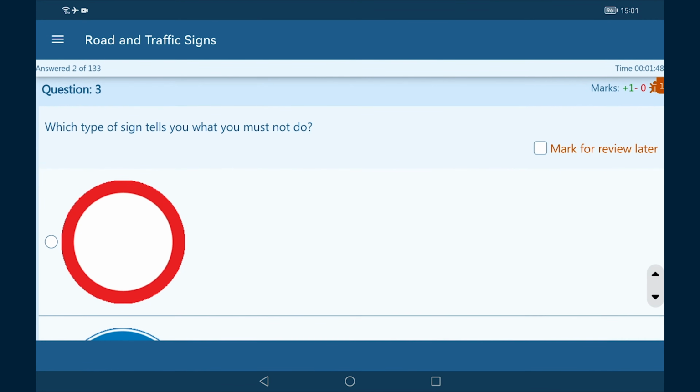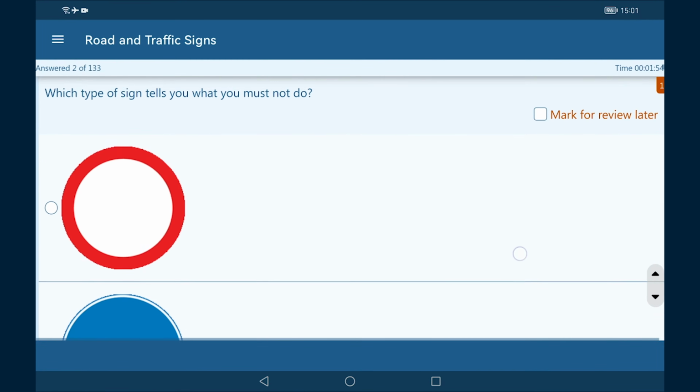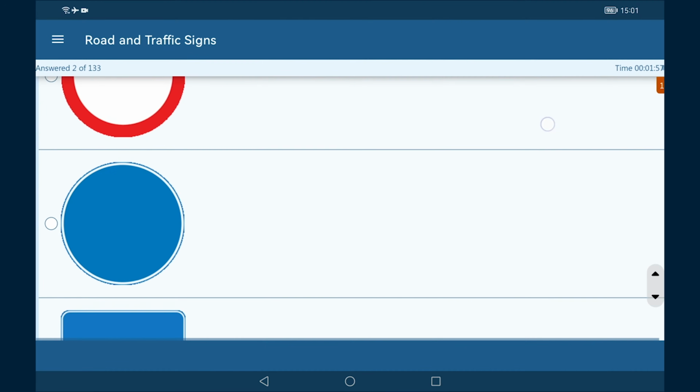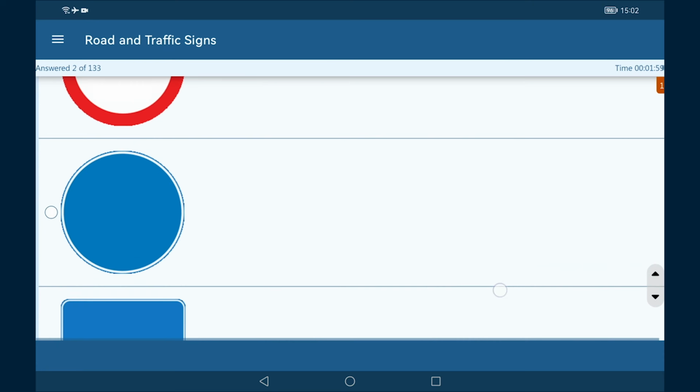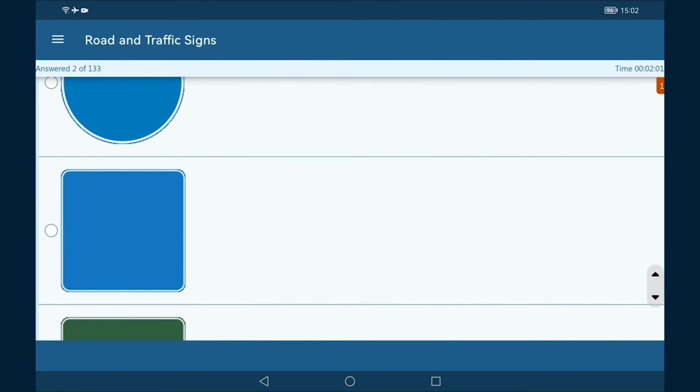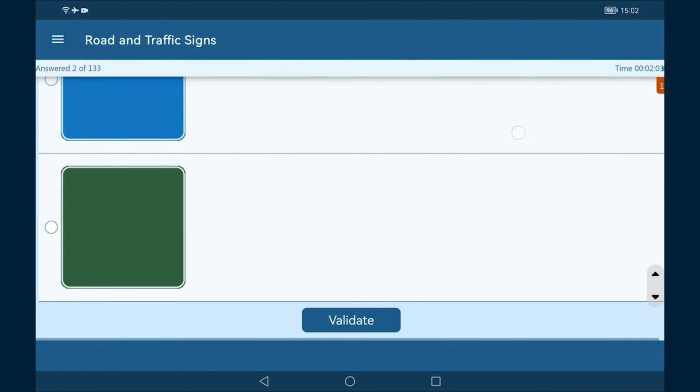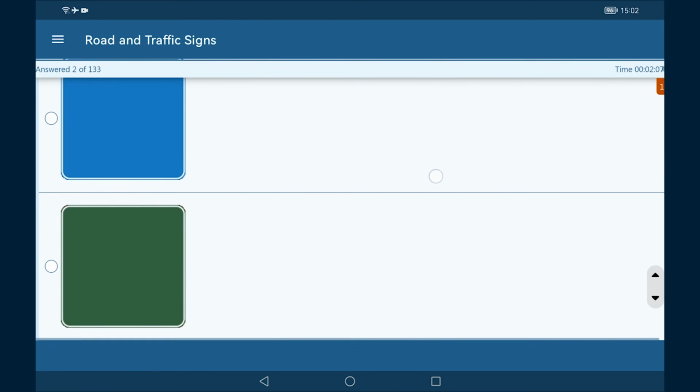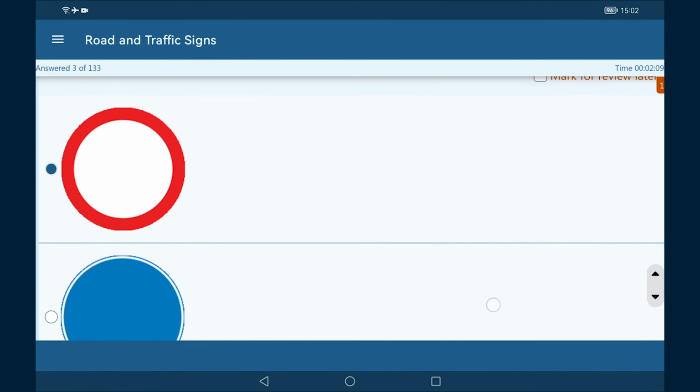Question 3. Which type of sign tells you what you must not do? Option 1. Image. Option 2. Image. Option 3. Image. Option 4. Image. The correct answer is Option 1.